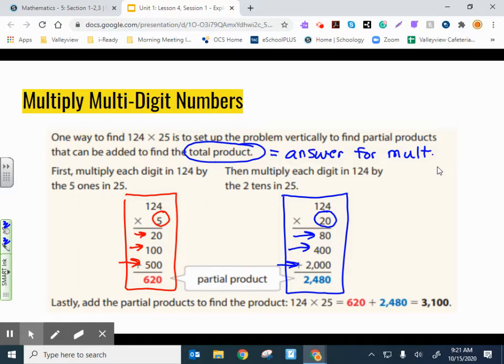But alone, these answers do not give us the total product. Total, as you know, that word can let us know that we're supposed to add them up. 620 plus 2,480 is 3,100. So what they're doing here is trying to show you that part of multiplying with multi-digit numbers is just multiplying in 2 different phases.